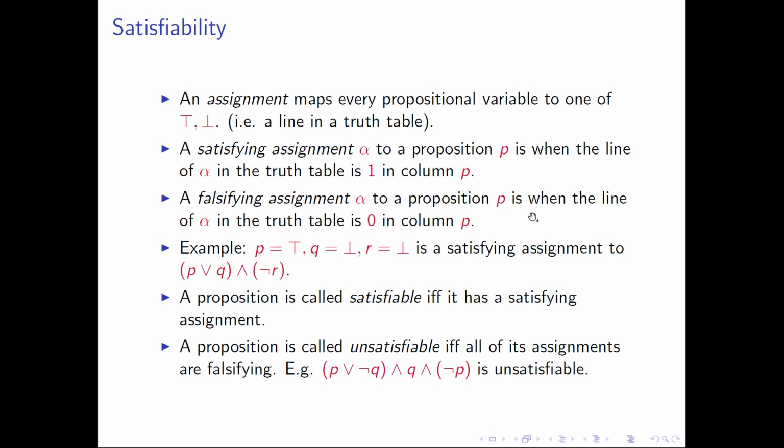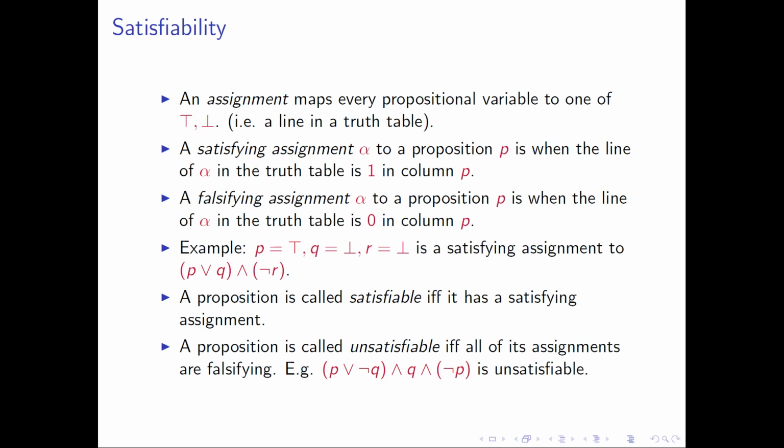So let's move on to something else that's important about propositional logic. This is called satisfiability. For satisfiability we need to know what an assignment is. An assignment maps every propositional variable to one of the constant symbols. So every variable is either going to be true or false, and under an assignment, we decide which one it is.